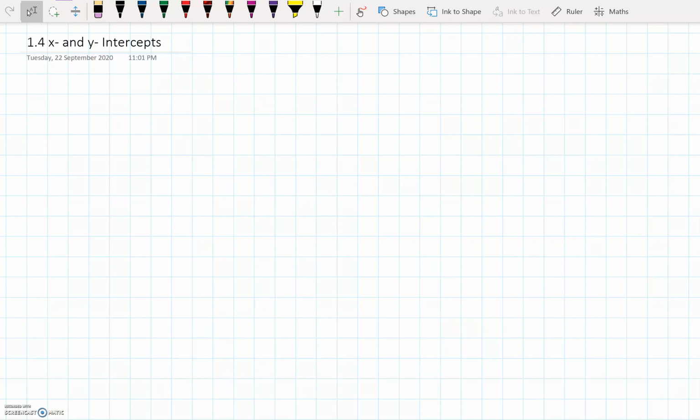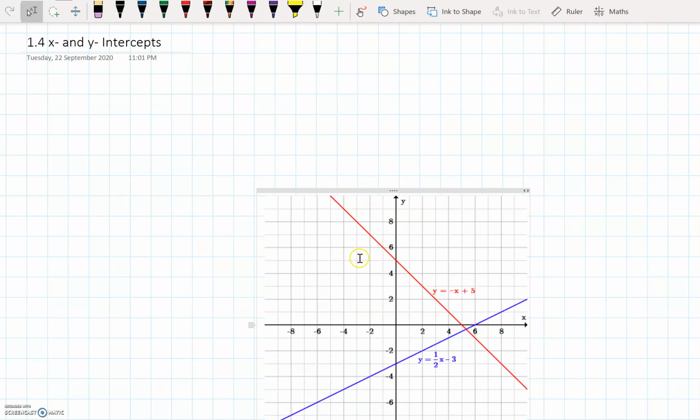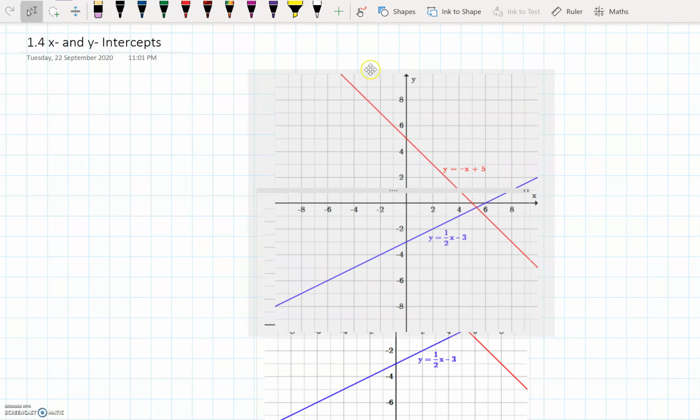Okay, so this section of the chapter is about finding intersection points of graphs, and the first intersection points we want to look at are the x and the y intercepts. Okay, so what does that mean? Firstly, you've done the y-intercept plenty of times before, but we're going to start with a picture of a function.